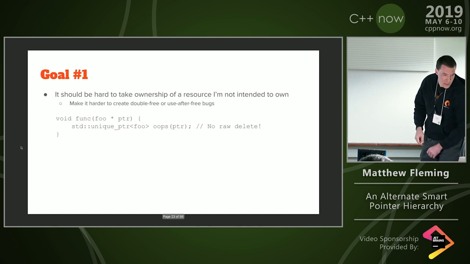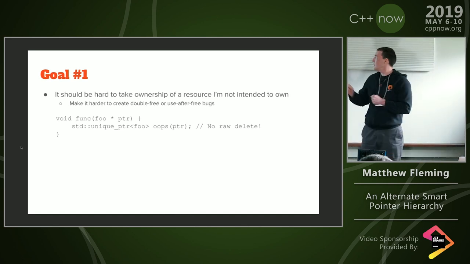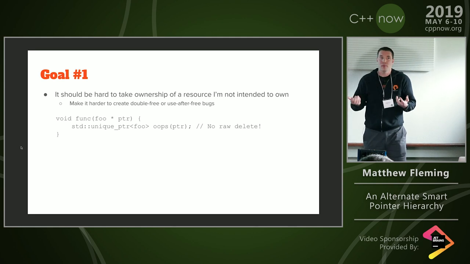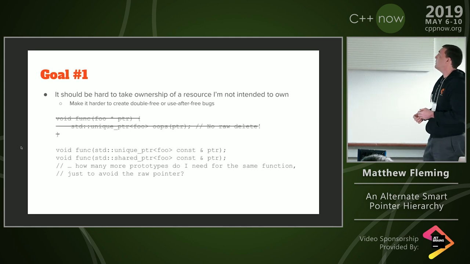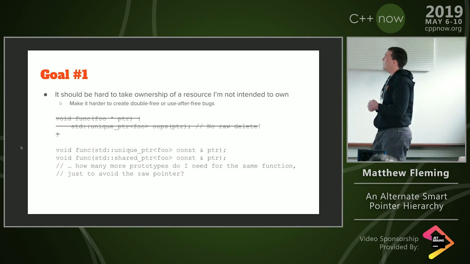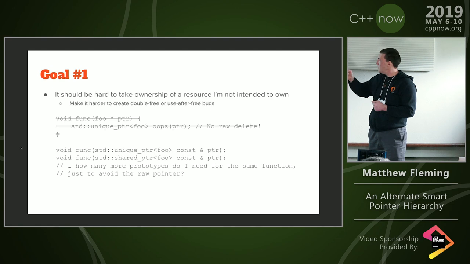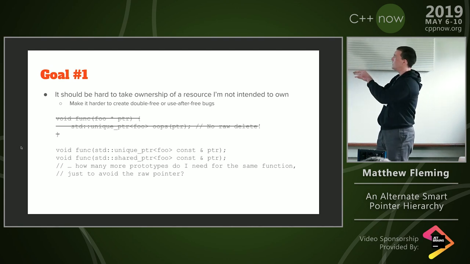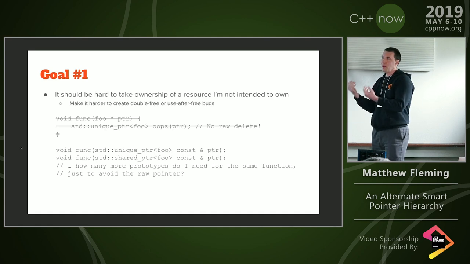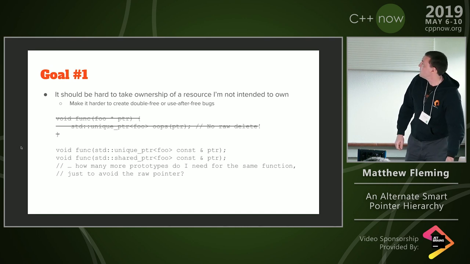Okay, so you might not do that, but okay, great, I got rid of my raw delete. So this code's better, right? I'm still taking ownership, though, of a thing I don't know if I should own. So I'm not going to do that either. So maybe my function will take a reference to a unique pointer and a shared pointer and a bunch of other prototypes for all my other smart pointers. And then I can guarantee that this function knows it doesn't have ownership. It's got a const reference to a pointer, so it can't get rid of it itself. But that's a lot of prototypes, and that seems kind of silly.